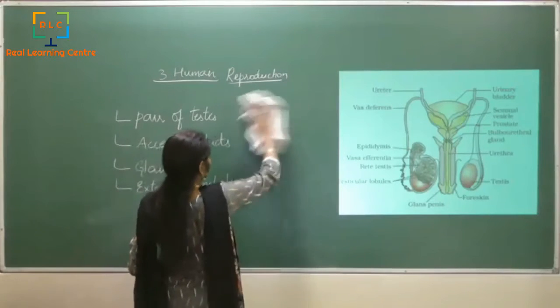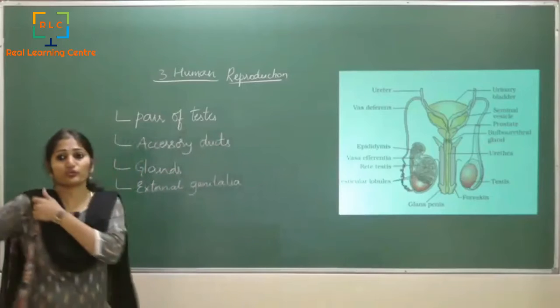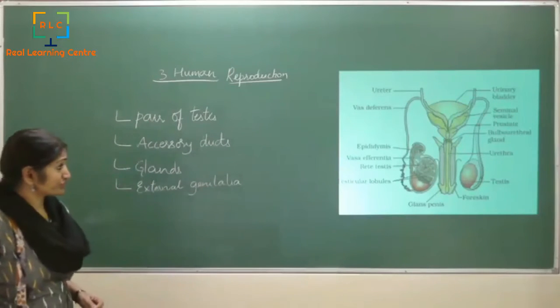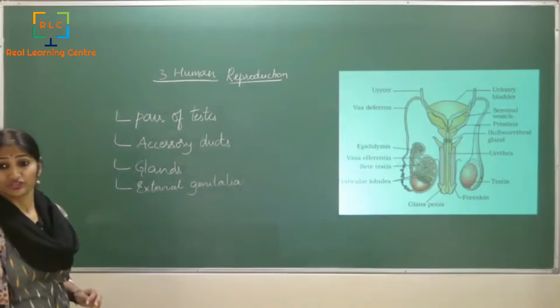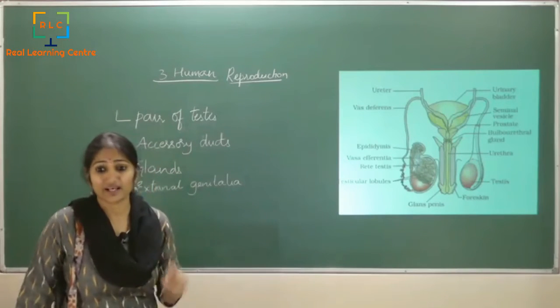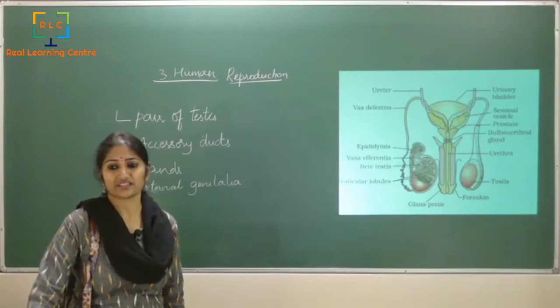So this is about the first component of the male reproductive system, which is the testis. So we have a pair of testes. Now let us talk about something that we call the accessory ducts. Okay, let us talk about the accessory ducts.